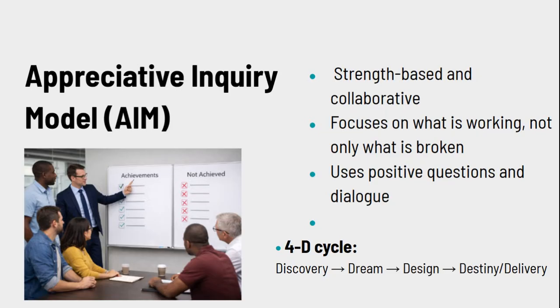AIM is commonly explained using the 4D cycle. Discovery, which is the first D, is about identifying strengths and successful moments. The second D, which is dream, is imagining a desirable future based on those strengths. The third D, design, is being strategic and practical about what must be built today to move toward that future.